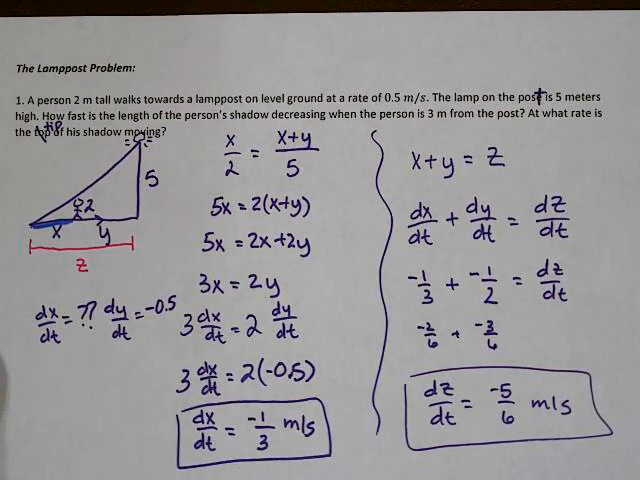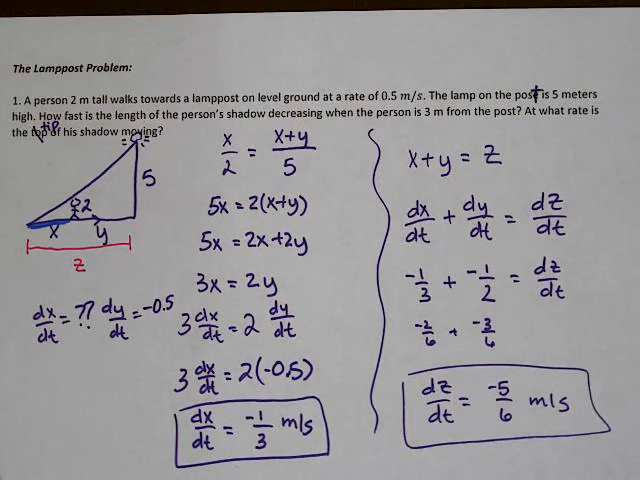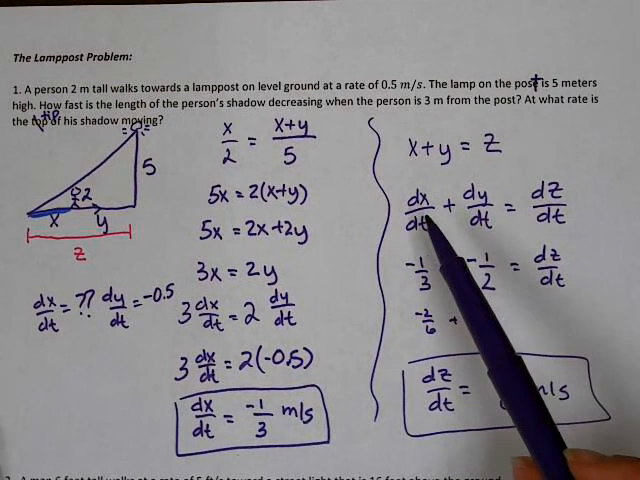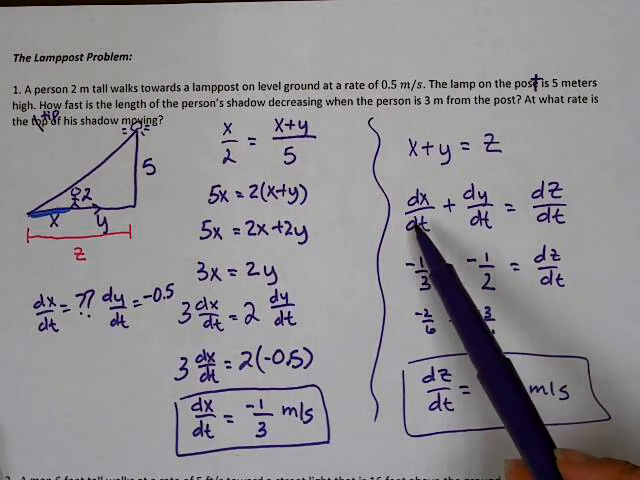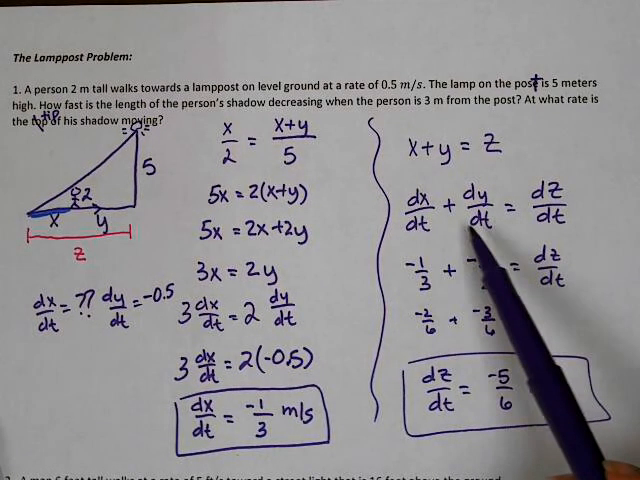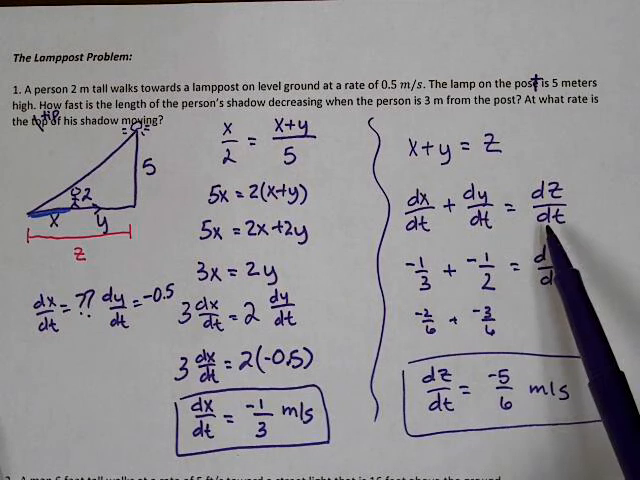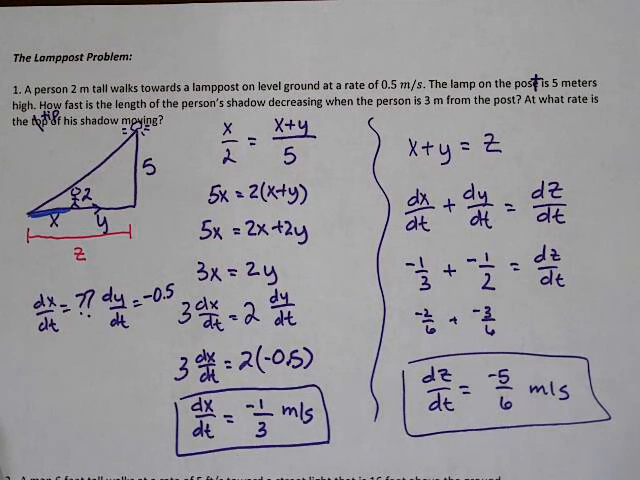And there we go. That's the rate at which the tip of his shadow is moving. So you can see that we used the rate at which his shadow is changing and the rate at which the distance is changing to get the rate at which the tip of his shadow is moving.